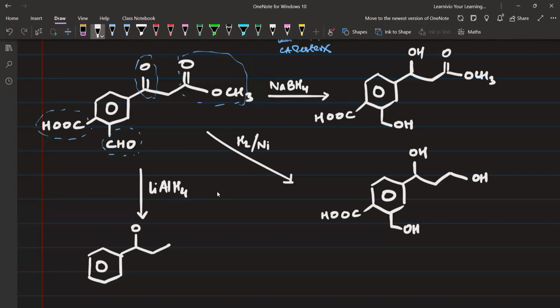The C double bond O will be converted to OH, then 1, 2, 3 carbon atoms, and then OH. The CH2OH will be present here because of the aldehyde. The CH2OH will be present here because of the carboxylic acid.